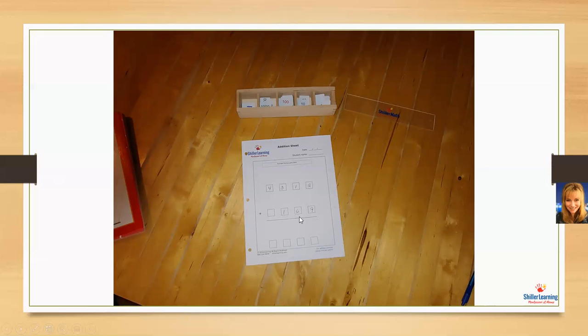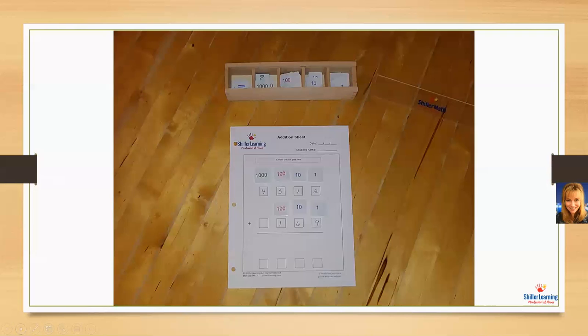In this case, we simply change that second number in the ones to a 9. So we've got 4,312 plus 169. Okay, student places the number tiles for your first add-in and then for the second add-in. So they've got the appropriate numbers of those tiles.